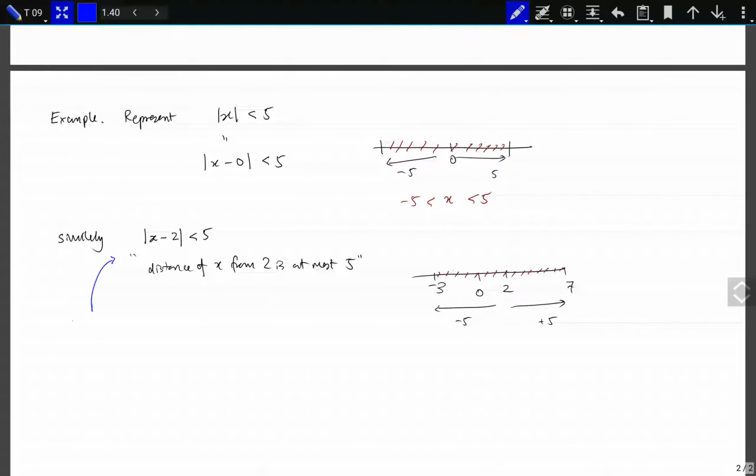So case 1, if x is bigger or equal to 2, then the absolute value of x minus 2 is x minus 2. And our condition is that it's less than 5, which implies that x is less than 7. So in this part, x is bigger or equal to 2 and less than 7. So that's this piece here.